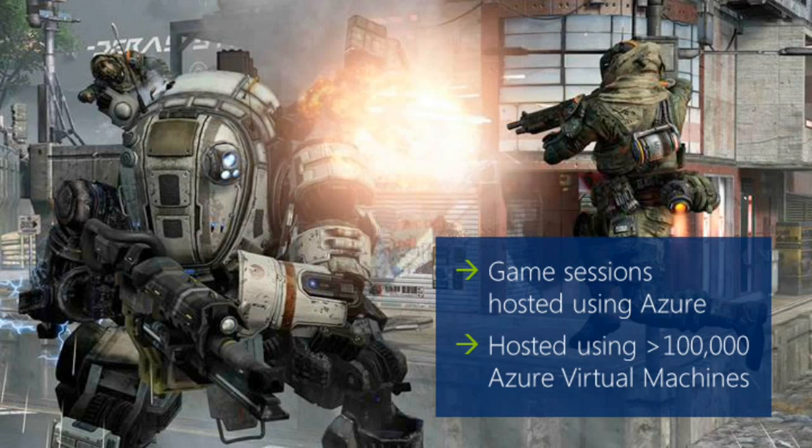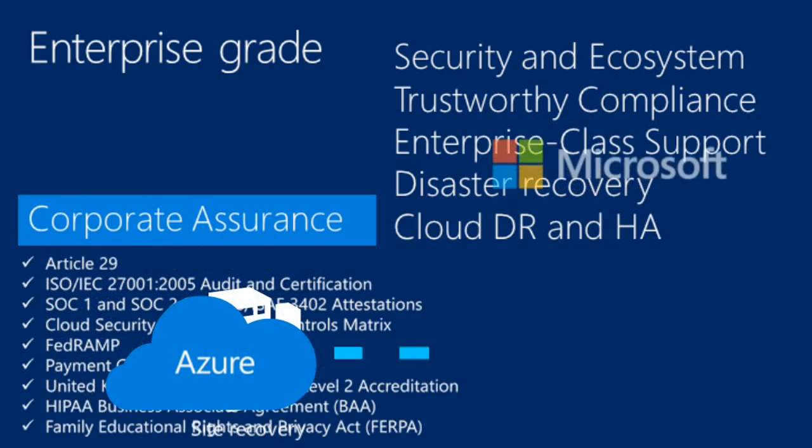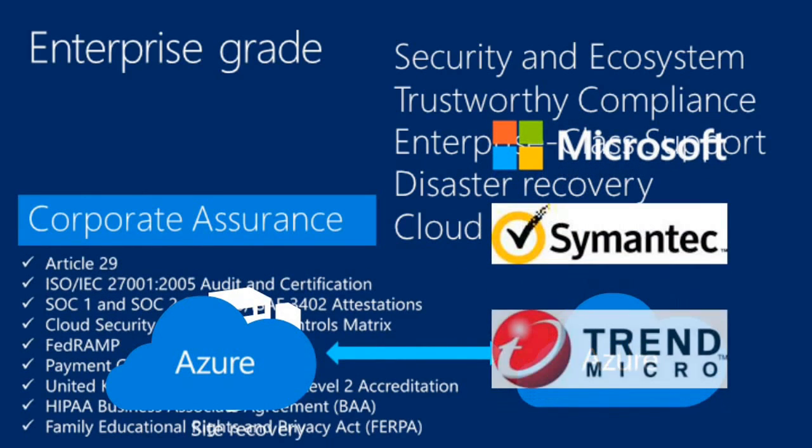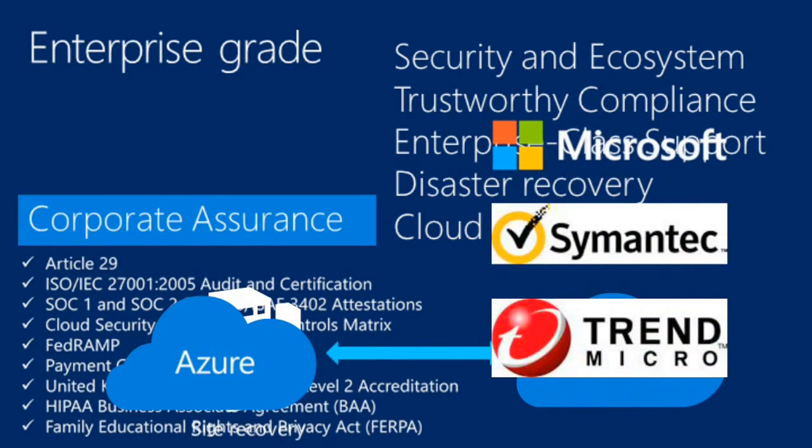From an enterprise-grade perspective, the real focus that we have in enterprise-grade is across a few different things. One is, of course, security and ecosystem. The support that we have for security and ecosystem, enabling solutions, anti-malware solutions available directly through the portal across Microsoft, Symantec, and Trend Micro, with solutions available there for you to deploy very easily and very quickly. Very exciting solutions.